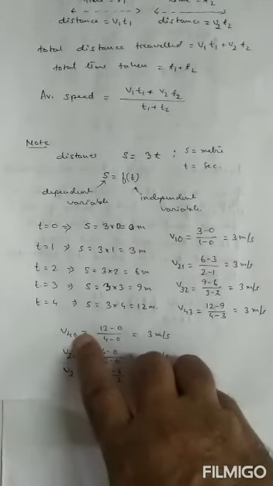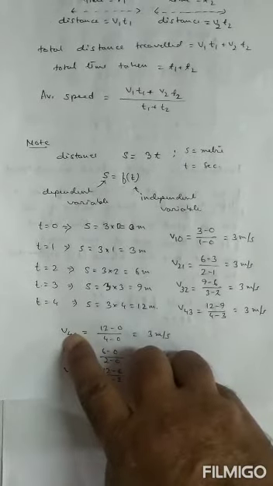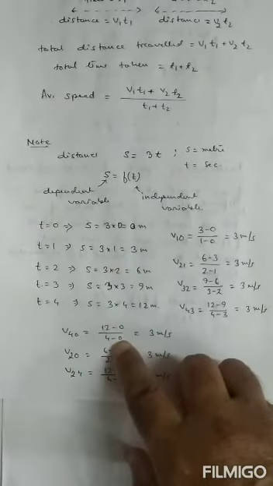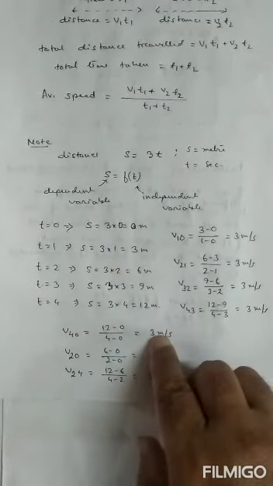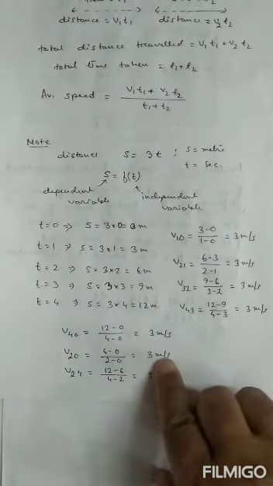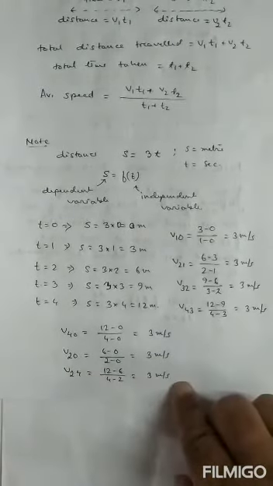So if I take the time interval 0 to 4, 12 minus 0 by 4 minus 0, 3 meter per second. If I take the time interval 0 to 2, then also 3 meter per second. If I take the time interval 2 to 4, then also 3 meter per second.